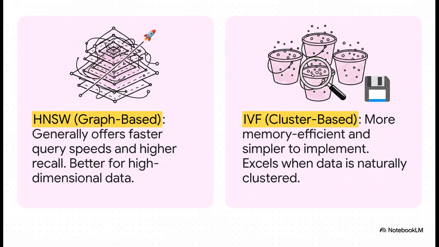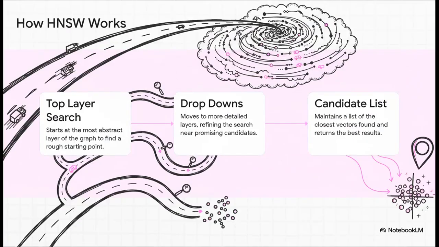On the other side is IVF, which is more like a super organized digital filing cabinet where it groups similar ideas into folders. And there's a trade-off, right? HNSW is often blazing fast and finds better matches, but IVF can be a lot more efficient with your computer's resources. So let's dig into HNSW for a sec, because it's pretty clever.